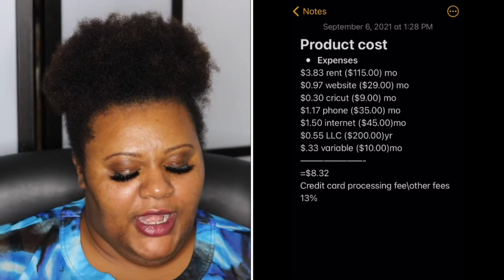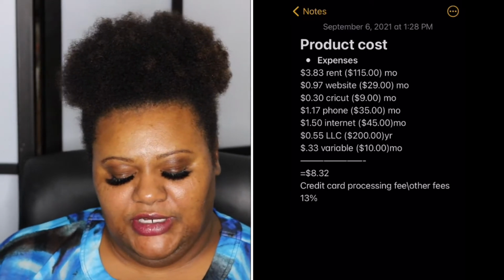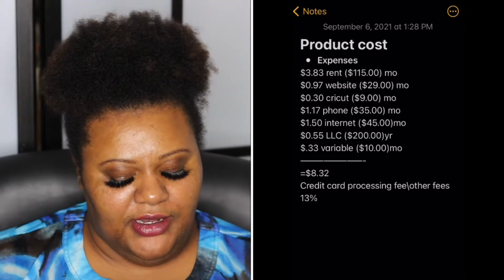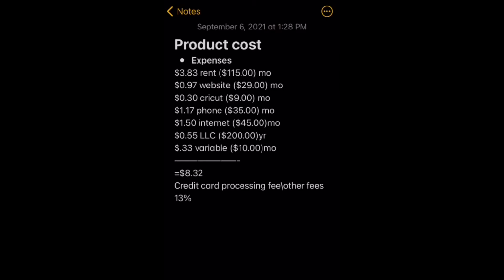Now, what I did was I took those monthly expenses and I divided them by 30 days of the month. For the yearly one for the LLC, I divided that by the 12 months of the year and then divided it by 30 to get what I would spend per day per month. So on the left hand side is the totals of what I spend per month for my expenses, which gave me a number of $8.32.